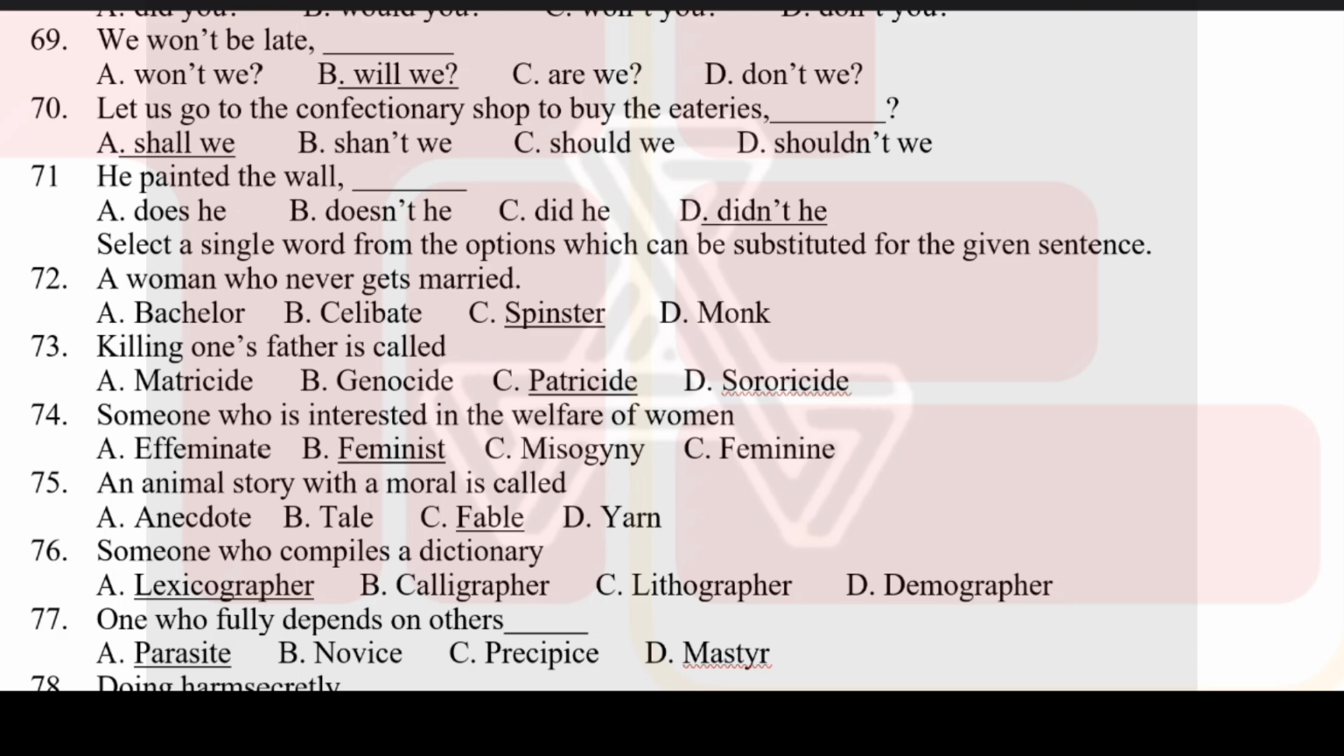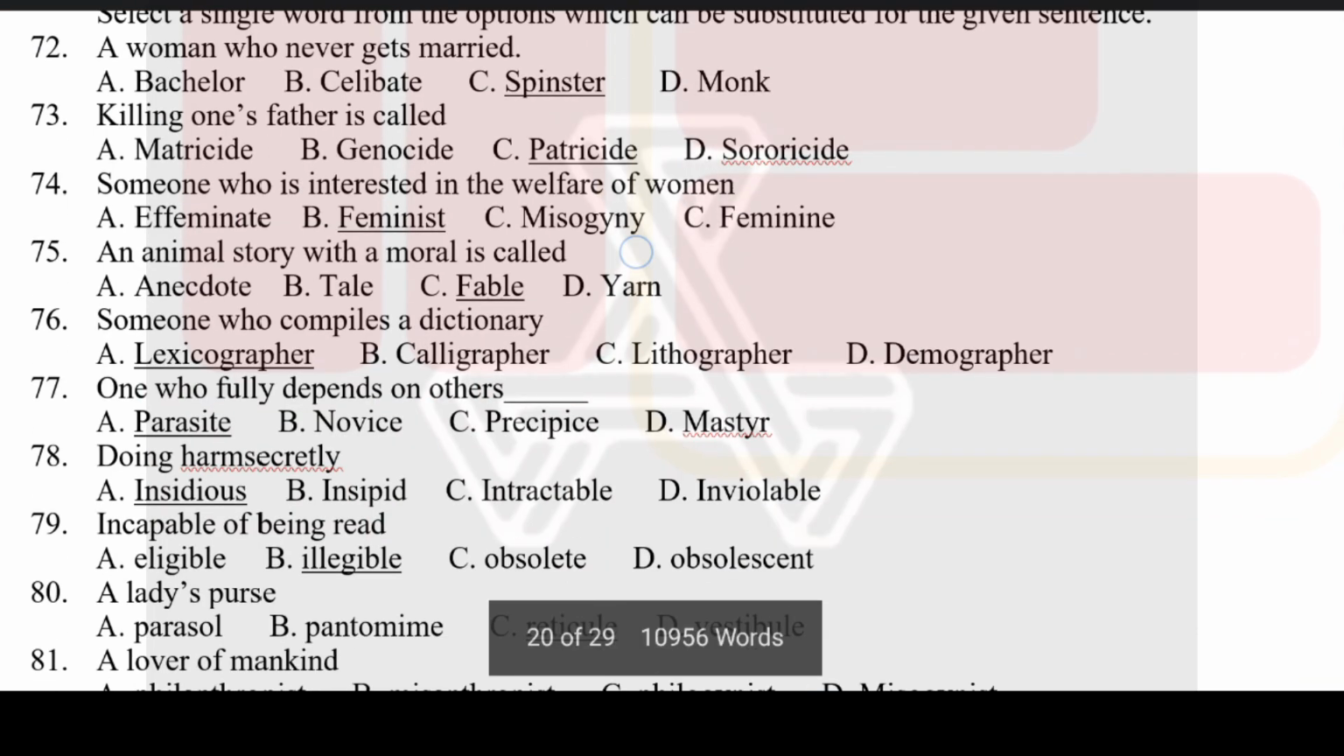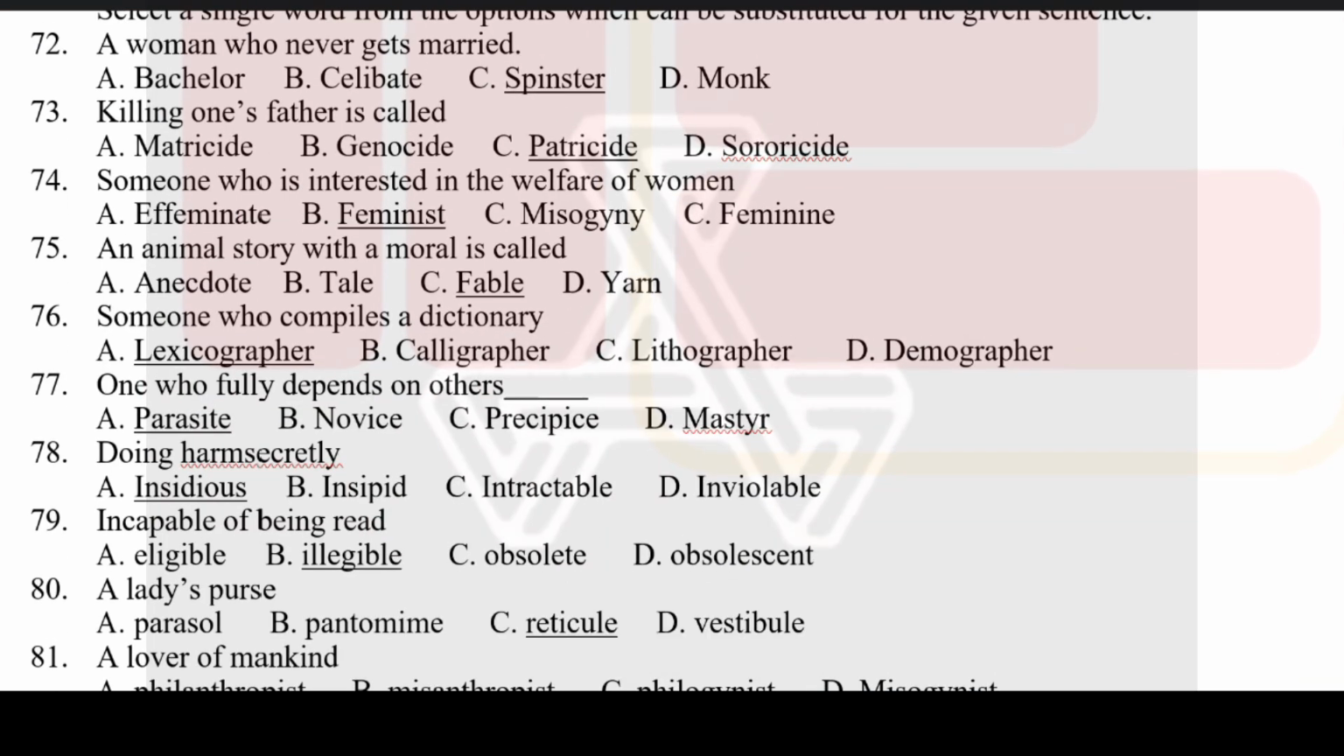Select a single word from the options which can be substituted for the given sentence. A woman who never gets married. Spinster. Killing one's father is called patricide. Someone who is interested in welfare of women. Feminist. An animal story with a moral is called fable.